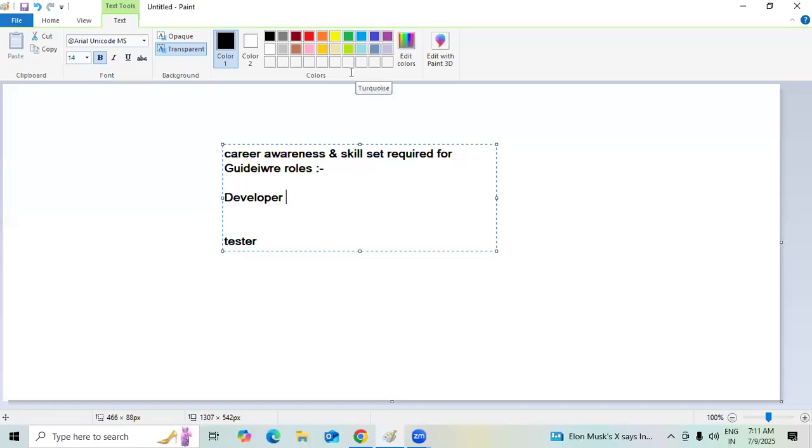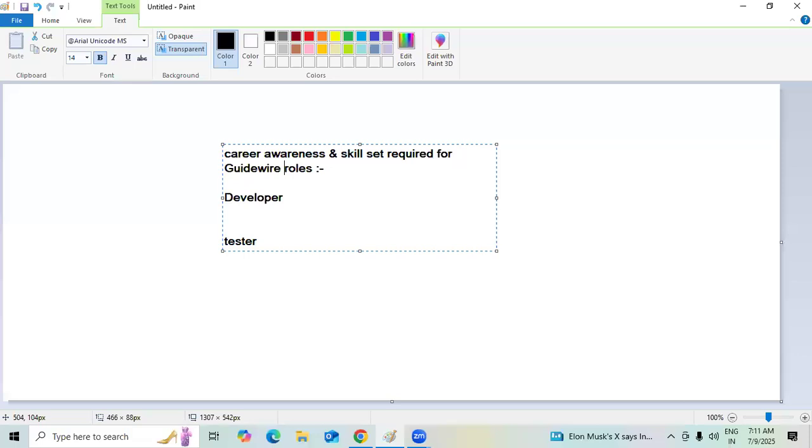Right. Today, the video that I'm making is intended to provide an idea about the developer as well as the tester roles in the field of Guidewire. Because as and when, I get regular inquiries from different people regarding Guidewire developer roles and at the same time tester roles.